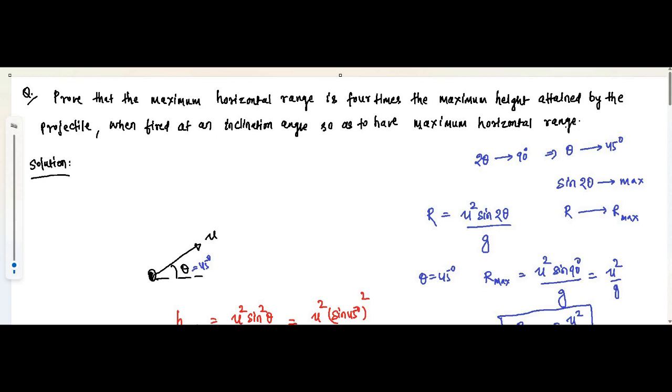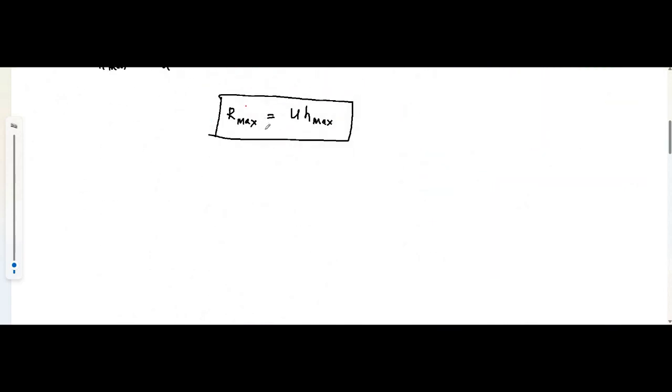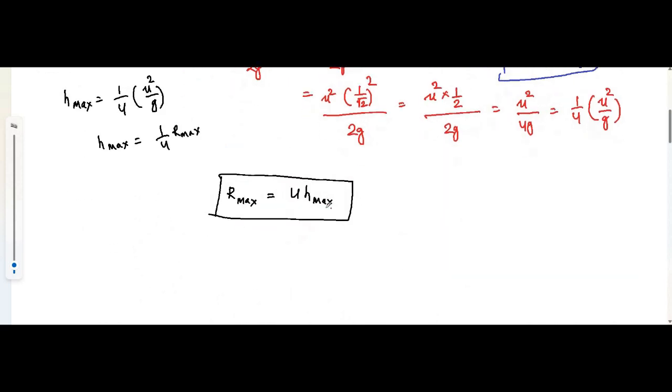So the meaning of this line is, when fired at an angle so as to have maximum horizontal range, means the projectile should be fired at an angle of 45 degree with respect to the horizontal. When and only when it is fired at theta equal to 45 degree, it will have maximum horizontal range, because only then the sine 2 theta component will have its maximum value, that is 1. Okay, so for this condition, maximum horizontal range R max is 4 times the maximum height. So this is the thing, and we proved it here.